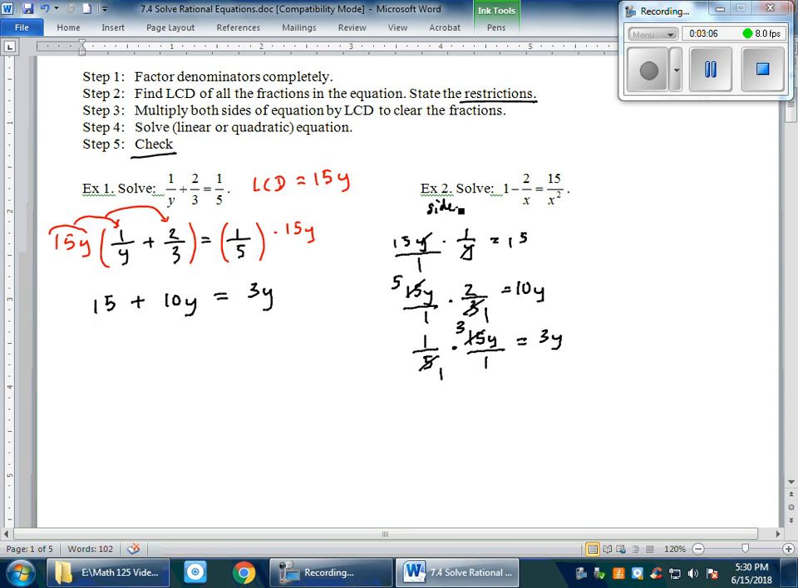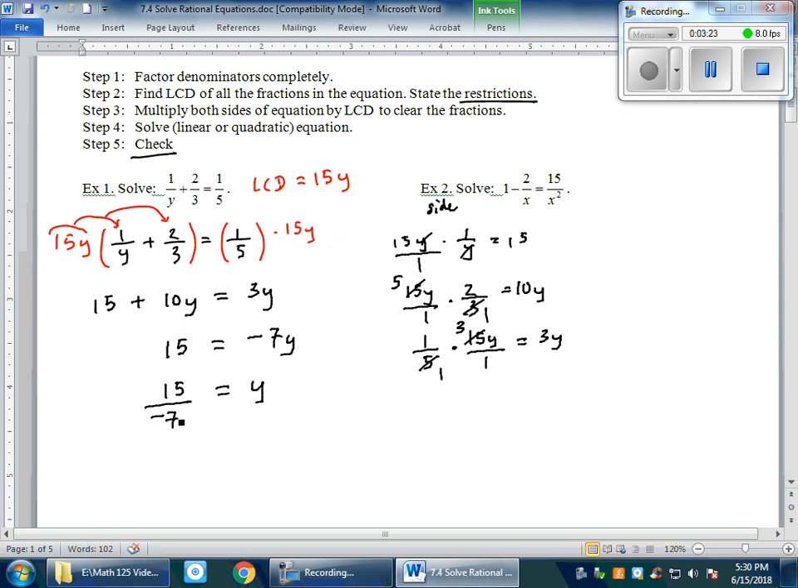So now we end up with a linear equation. We will be solving the linear equation, which is 15 equals negative 7y, and dividing both sides by negative 7, that becomes 15 over negative 7.